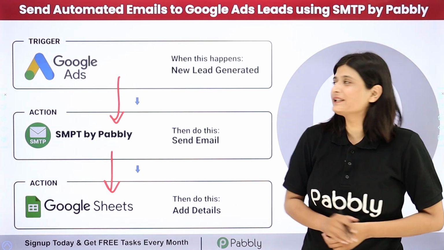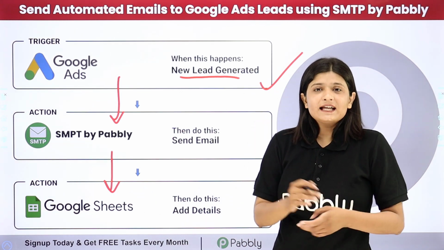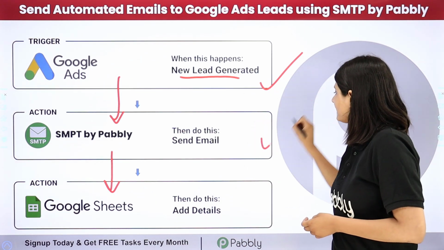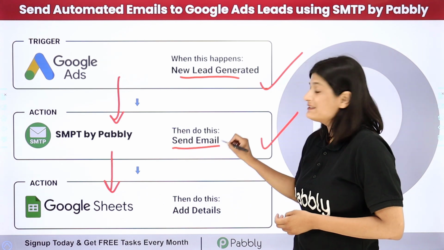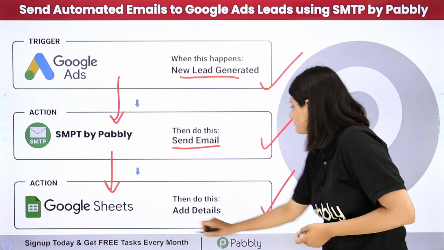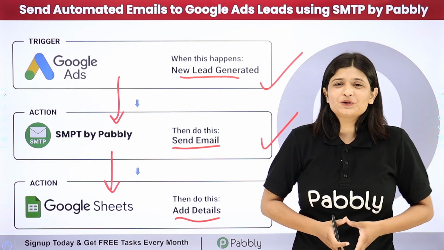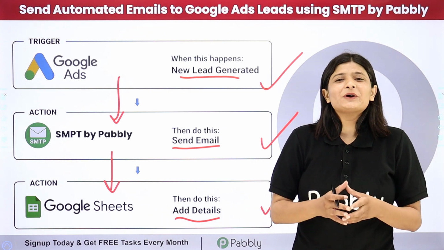Here as my trigger application, I will take Google Ads, from where I will receive new leads. Then in my action application, I will take SMTP by Pabbly, from where I will send emails, and then in my next action application, I will take Google Sheets, where the details will be added automatically. If you want to learn this amazing automation step by step, let me take you all to my screen.